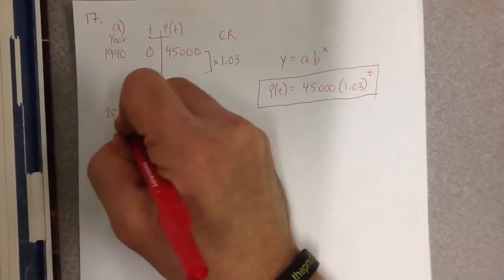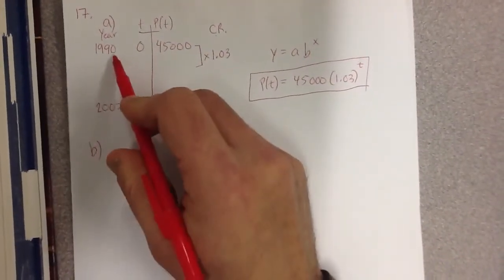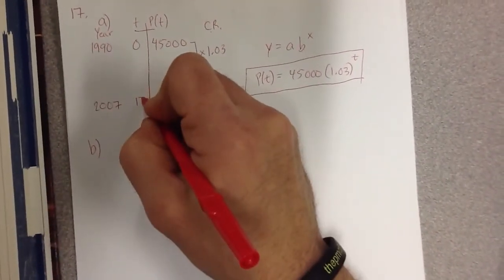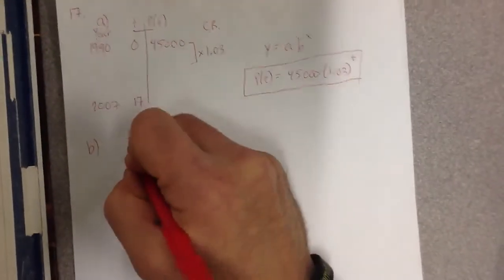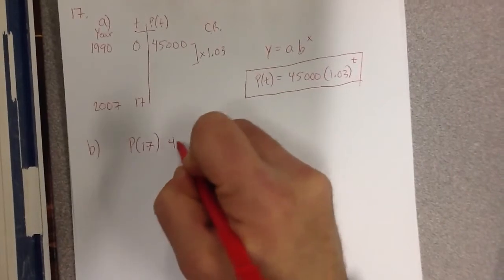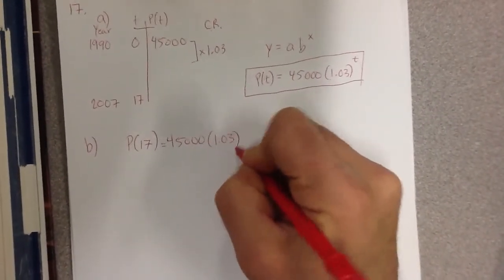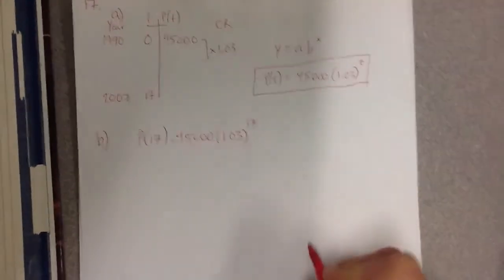So please don't plug in 2007 into that formula. 2007, as you can see, is 17 years later. So you're going to find the population at 17 years later, which is equal to 45,000 times 1.03 to the power of 17. So I'll let you figure that out on your own.